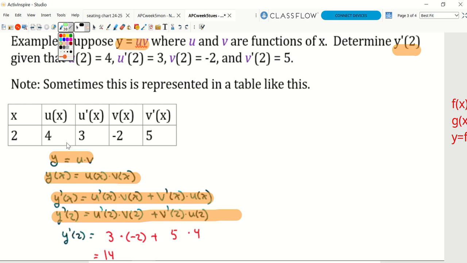Okay, so u prime of 2 is 3. v of 2 is negative 2. v prime of 2 is 5. u of 2 is 4. And now you just PEMDAS and you get 14. Okay?